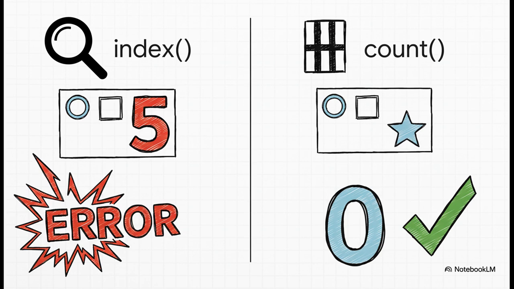Now, here's a really key difference from indexing. If we ask index to find an item that doesn't exist, it gets upset and throws a ValueError, which can crash our program. But what about counting? If we ask it to find the number 5 in our list, instead of an error, it just politely returns 0. This makes counting a much safer way to check if something is there and how often.